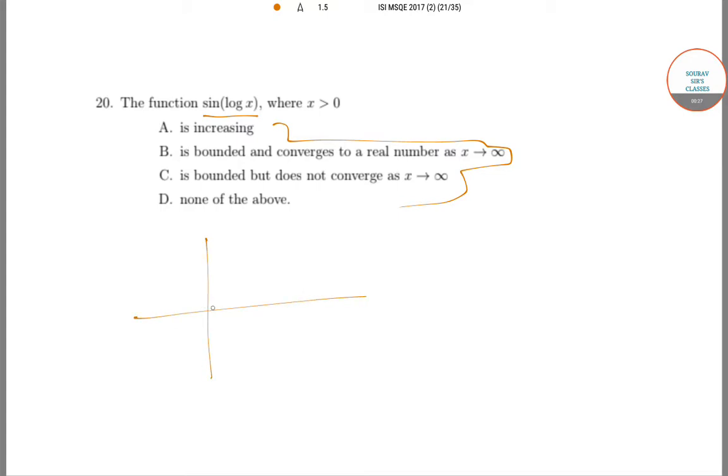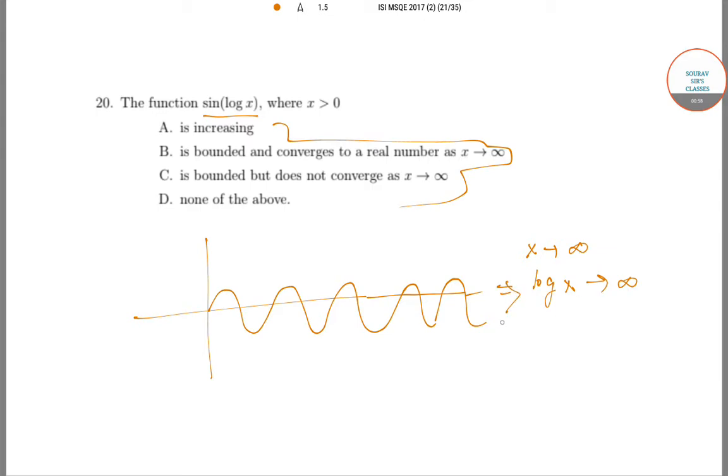So firstly, we all know that the sine function oscillates and doesn't converge as x goes to infinity. We can always find a (2n+1)π/2 where the sine function is 1 or -1. Now sine of log x is oscillating as log x goes to infinity. We have x goes to infinity, which implies log x goes to infinity, which implies sine of log x oscillates.